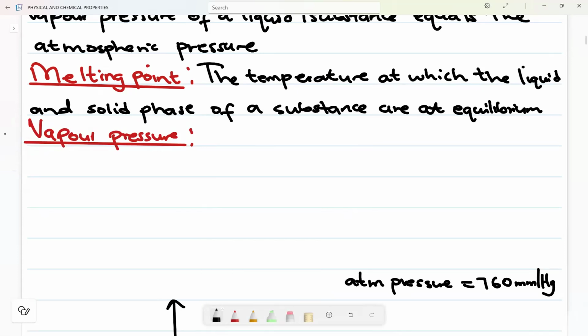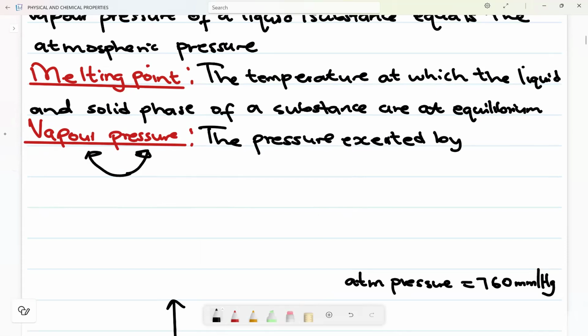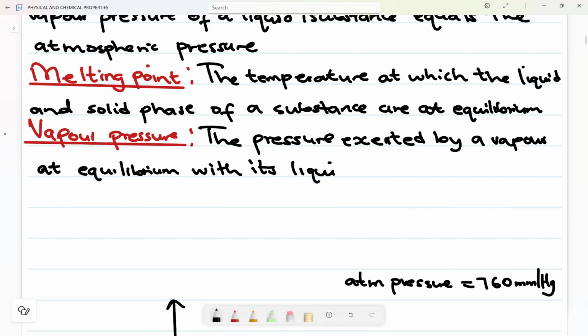So we are saying the vapor pressure, it is the pressure exerted by vapor, okay. Can you see vapor pressure? It is the pressure exerted by vapor at equilibrium with its liquid in a closed system.